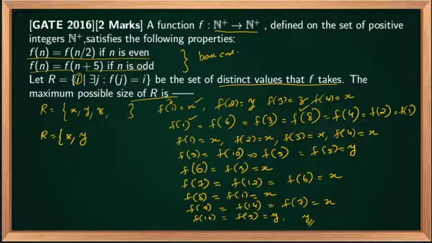If it is not a multiple of 5, then the value will be x. So we'll have only two values. Okay, so let's spend some more time on this to understand what really is happening.